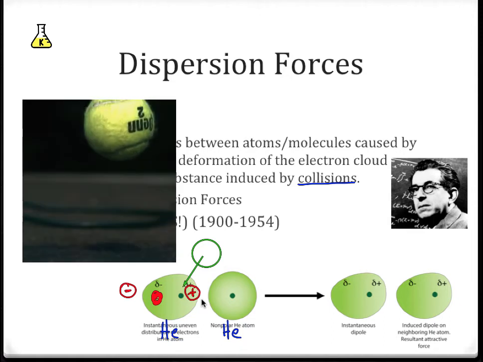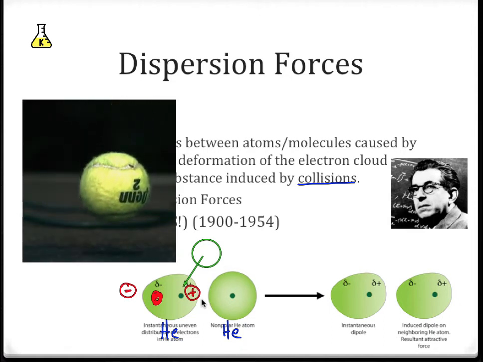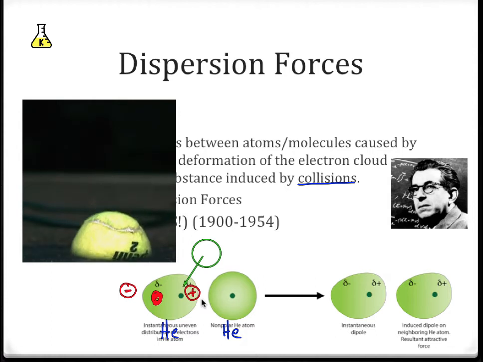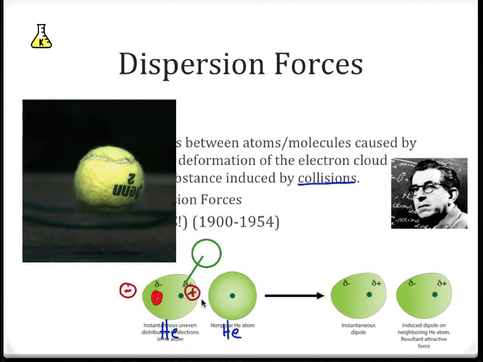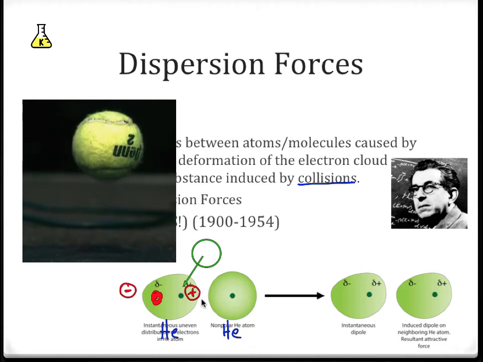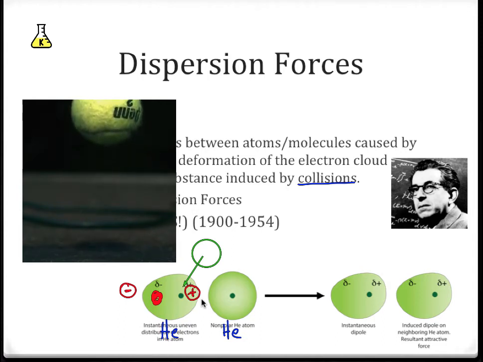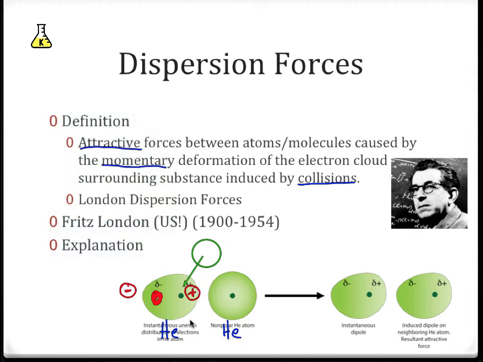If you've ever watched a video of a tennis ball hitting a wall in slow motion, it's the same exact thing that's going on here. When the tennis ball collides with the wall, it changes shape very dramatically just for a moment, and then the elasticity of the ball causes the tennis ball to snap back into its regular spherical condition. So the collision with another helium atom caused this temporary disturbance in the shape of the atom.